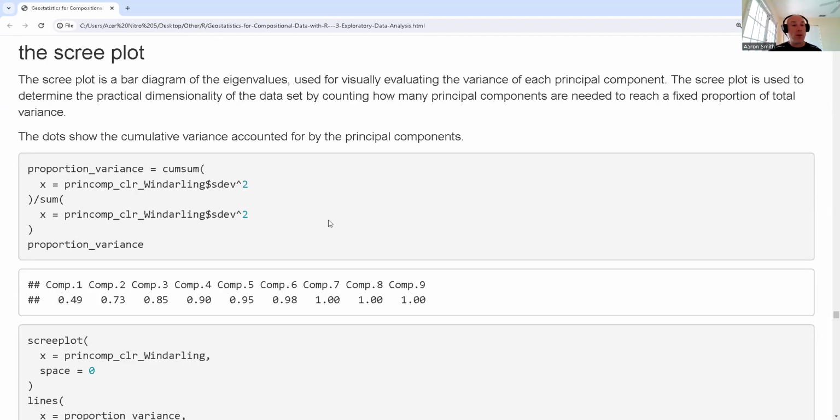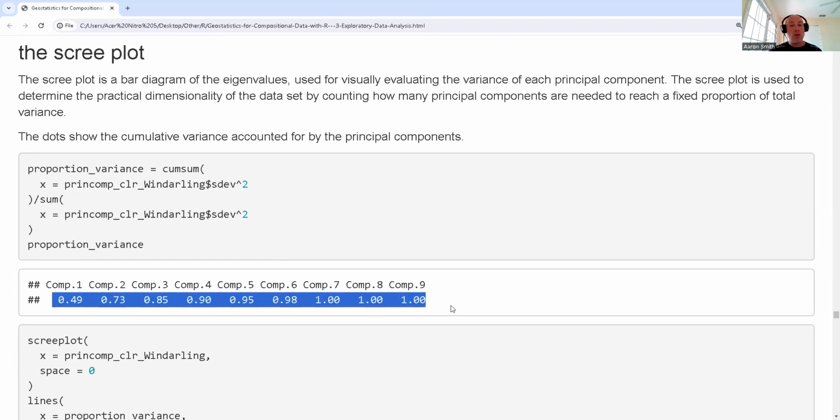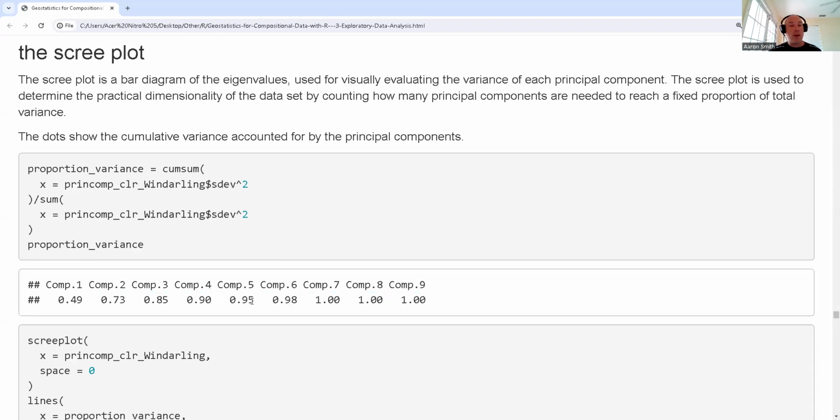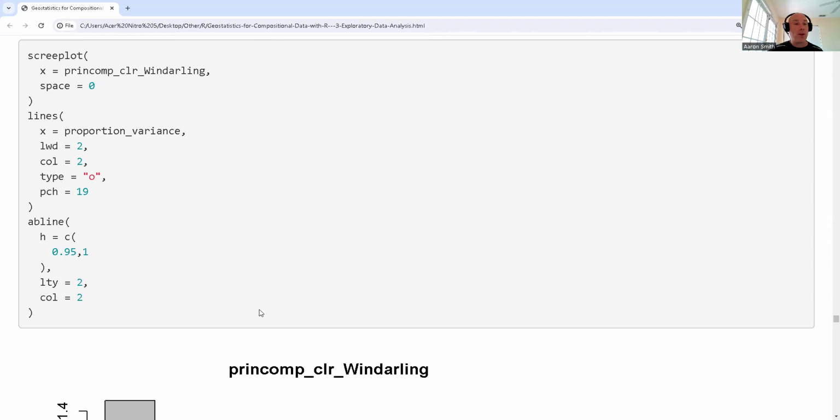All right, so here we can take a look at the proportion of variances. And you can notice that practically speaking, 5 components captures almost everything in my data. So it would not be a huge loss to just use these 5 principal components instead of the full data set if I needed to. And so let's go ahead and take a look at that visually.